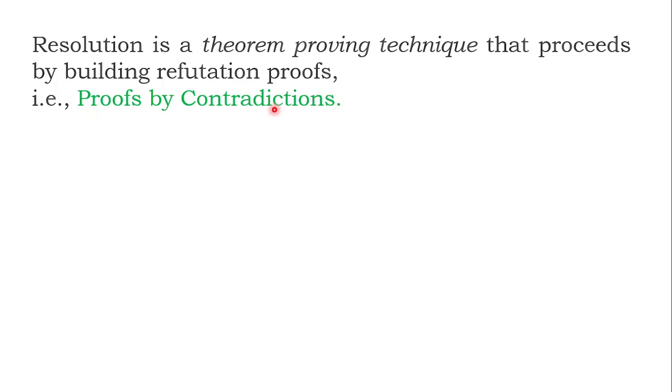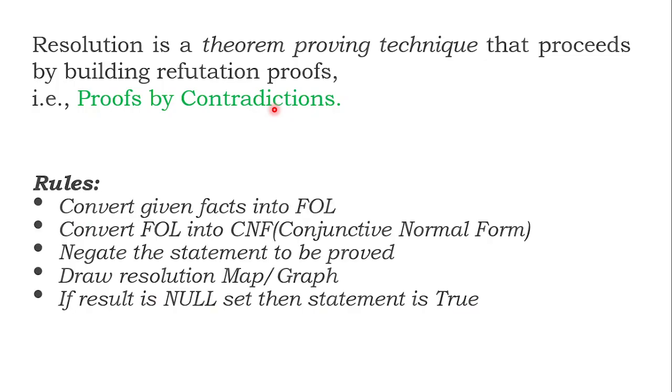Okay, something like this. When we do this particular resolution, we have to follow 5 procedures. What are the 5 rules? What is the first rule? Convert given facts into first order logic, which we completed already. We gave a paragraph, and we know how to convert it to first order logic. Second, convert first order logic into CNF form. What is CNF form? Conjunctive normal form. In this conjunctive normal form, the implies symbol is not there.